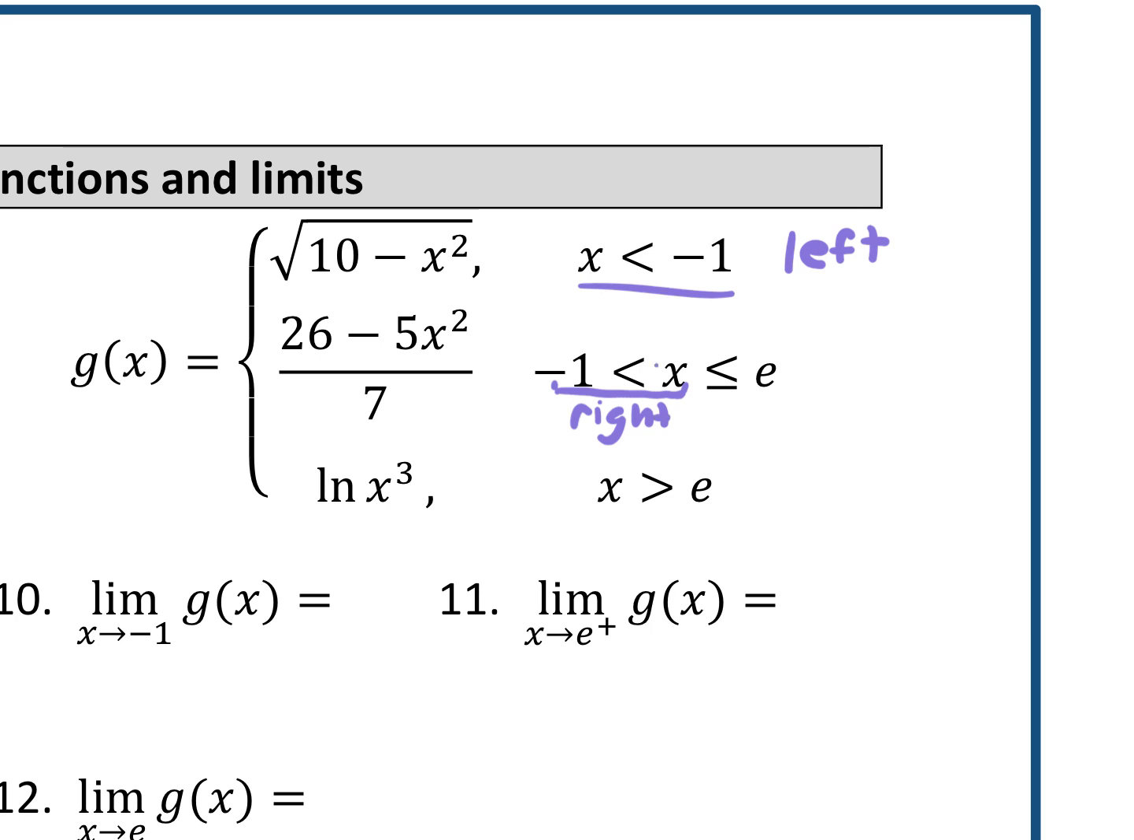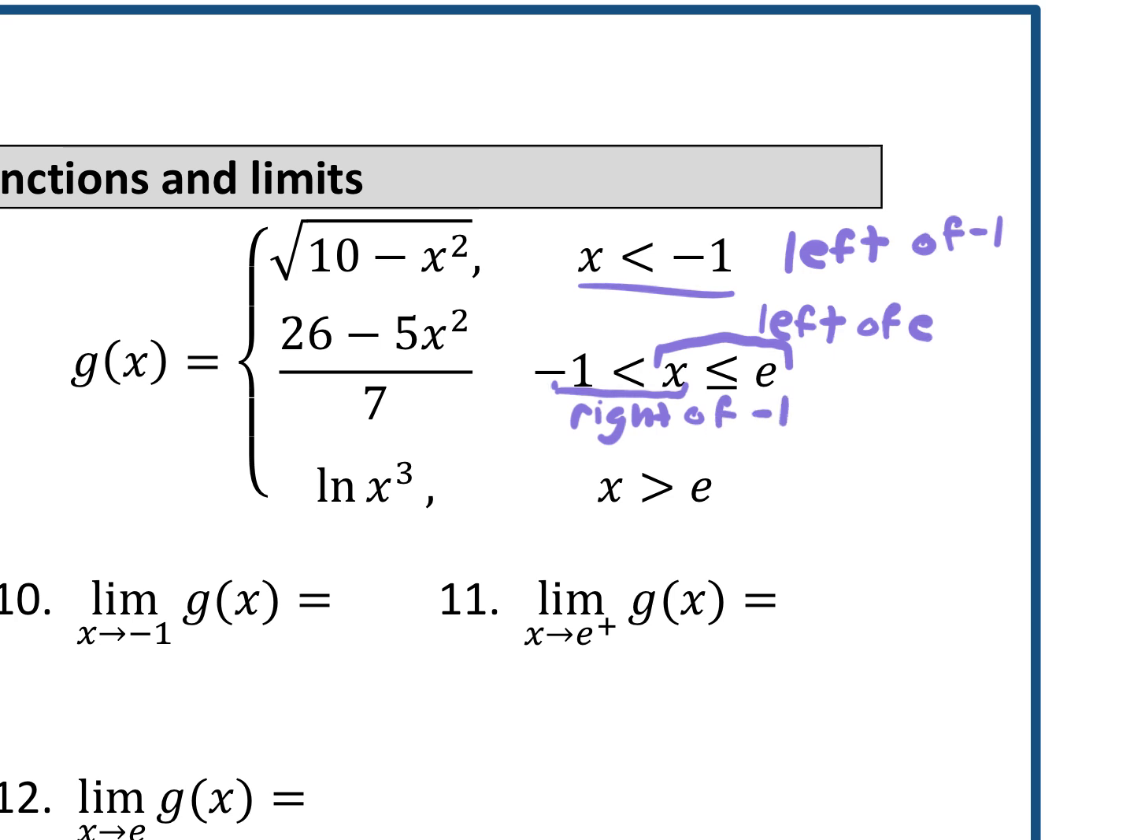All right, and then we can look at this other part of it. x is less than or equal to e. What does that mean? It's on the left side of e. So I'm going to say this is left of e. And just to be a little bit more specific, I'm going to say this is left of negative 1, and this is right of negative 1.